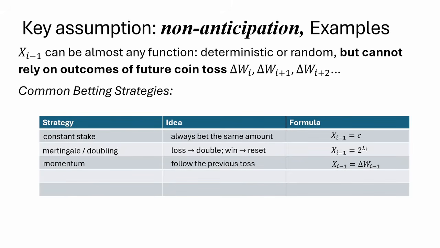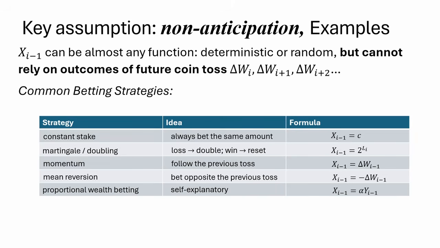Next up, we have the momentum strategy. The idea is to follow the previous outcome. The opposite to the momentum strategy is called the mean reversion strategy, in which you bet the opposite of the previous outcome. x(i-1) equals minus delta W(i-1). And lastly, we have the proportional wealth betting. The bet is proportional to the current wealth. x(i-1) equals alpha times Y(i-1), where alpha is a constant. If you're rich, you bet more. If you're poor, you bet less.